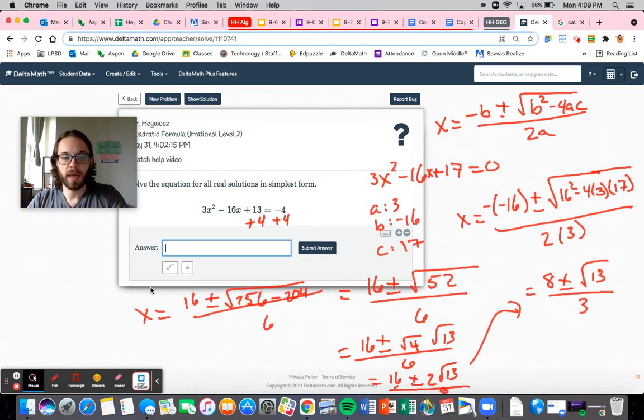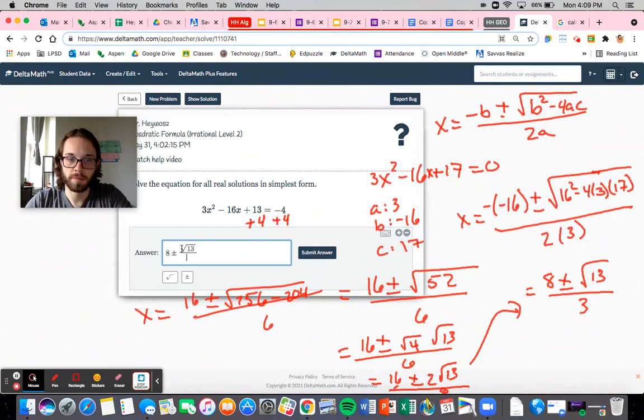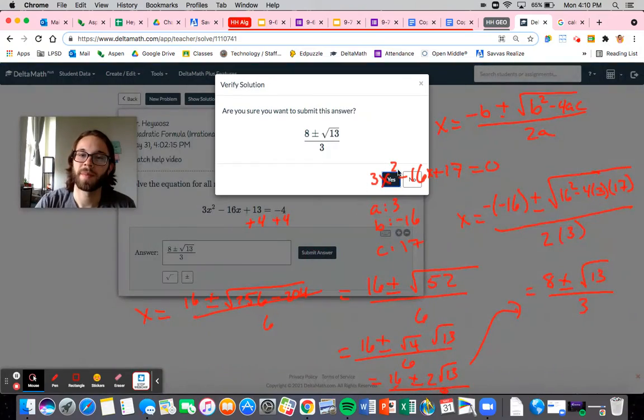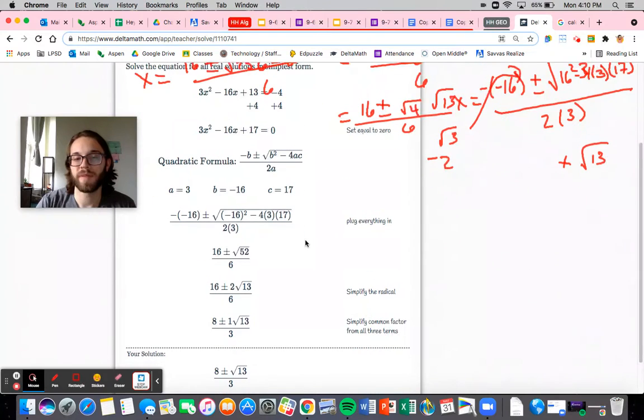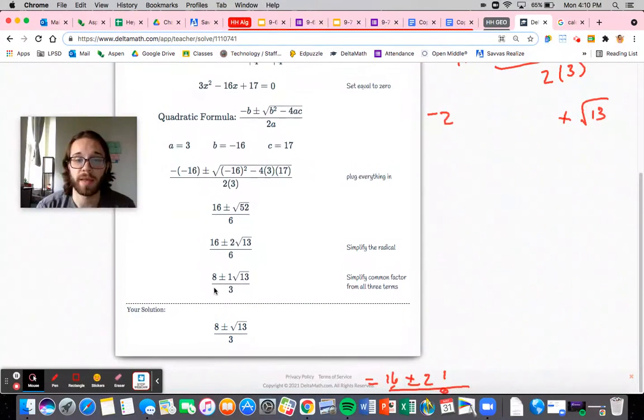So I have 8 plus or minus the square root of 13 divided by, let me put it up here. 8 plus or minus the square root of 13 over 3. Submit, make sure I did all that right, and we are good, right? So do be careful with your simplification, right? Simplify as much as you can. So don't forget, because all of these have a 2 in common, you should simplify down to here.